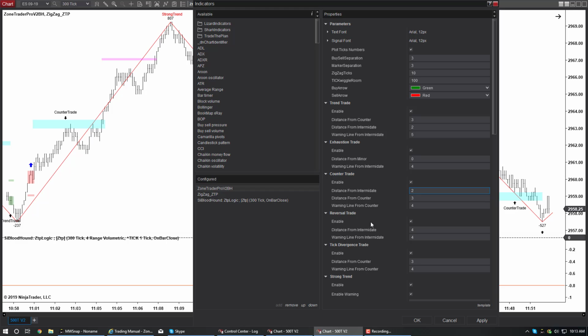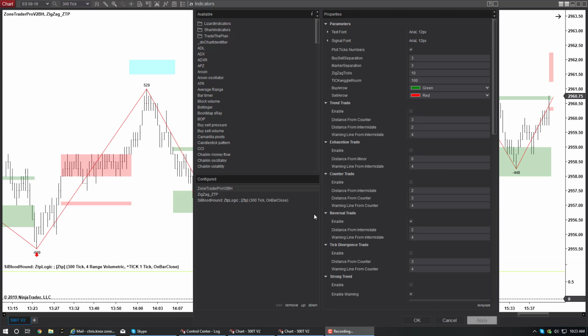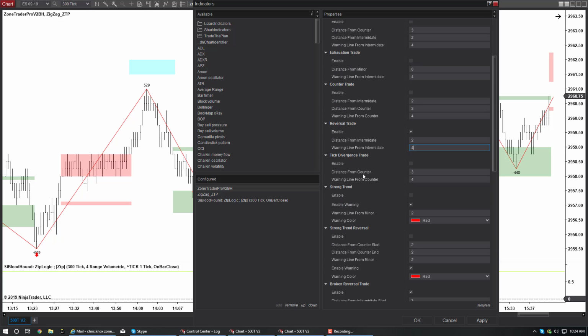The next value we have is the reversal trade, and in the reversal trade there's only the enable and distance from intermediate setting, which is set to a 4. While making this video, I realized that the distance from intermediate was set too high at a 4. It should be at a 2, because that's when we will start receiving the reversal trade signal. So if you have copied down the previous settings, be sure to adjust this down to a 2. And again, as we stated, the warning line from intermediate is only going to apply to the Bloodhound version.